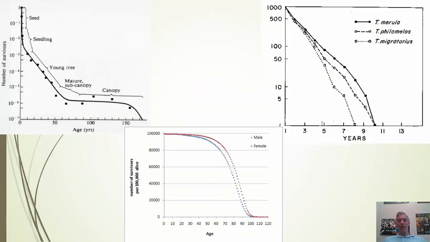So I show you 3 different types of curves here. They all look different, and I want you to look at each one and try to tell me some information about each. So we have this one with trees, okay? This is how old the trees are, and this is the number of survivors. And here we have several different species of, I think it's either birds or rodents. I'm not sure specifically, or it could be ducks, actually.